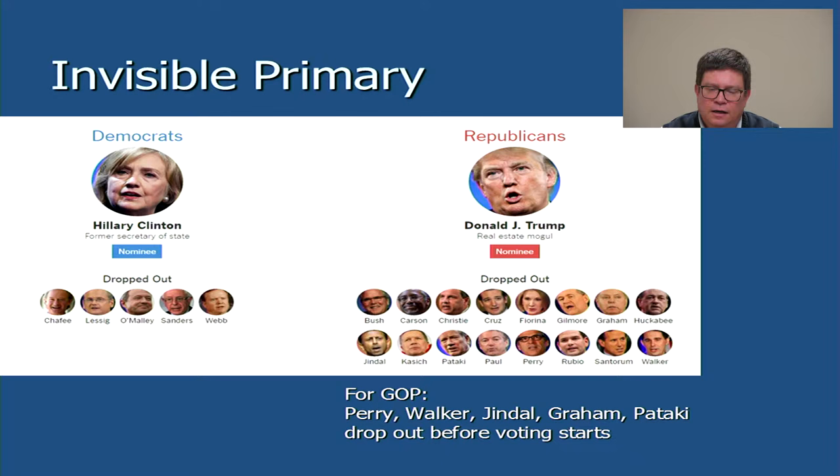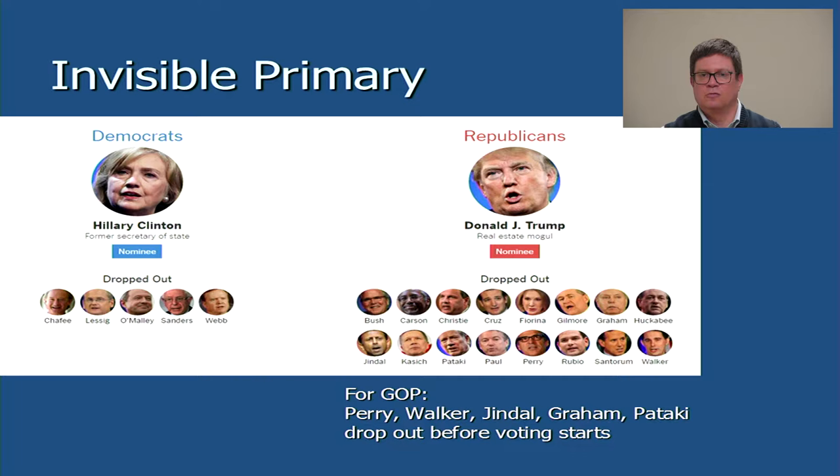Now, what's interesting, if you take a look underneath the Republicans here, for the Republican Party, Texas Governor Rick Perry, Wisconsin Governor Scott Walker, Louisiana Governor Bobby Jindal, Senator Lindsey Graham, and former Governor George Pataki of New York all dropped out before the voting even occurred. Perry and Walker dropped out in September and July of 2015. So they started to run and they're like, nah, it's just not going to happen. Most of the other candidates dropped out after the Iowa caucuses and also New Hampshire.